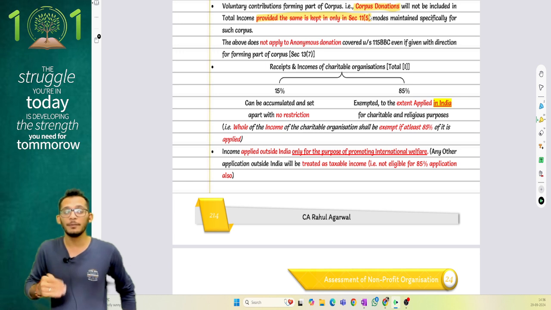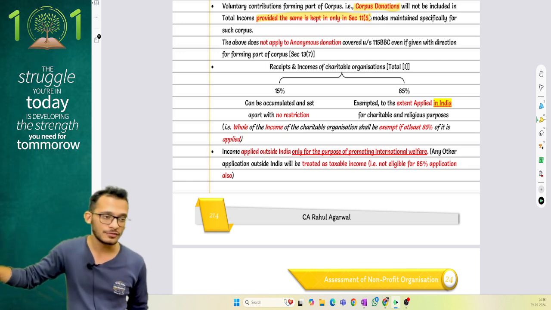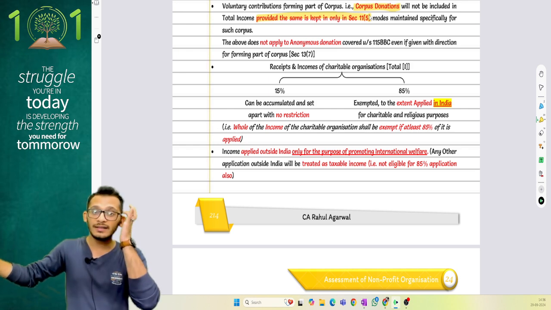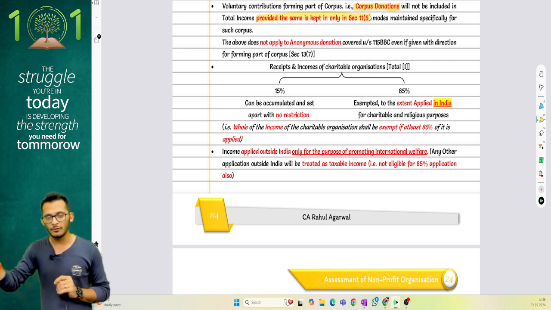Meaning I should have deposited in permissible modes. It should not be lying in a random account. It should be done as per 11.5 modes. If you do that, then the corpus donation becomes exempt from taxes. But if you don't do that, it will become fully taxable.